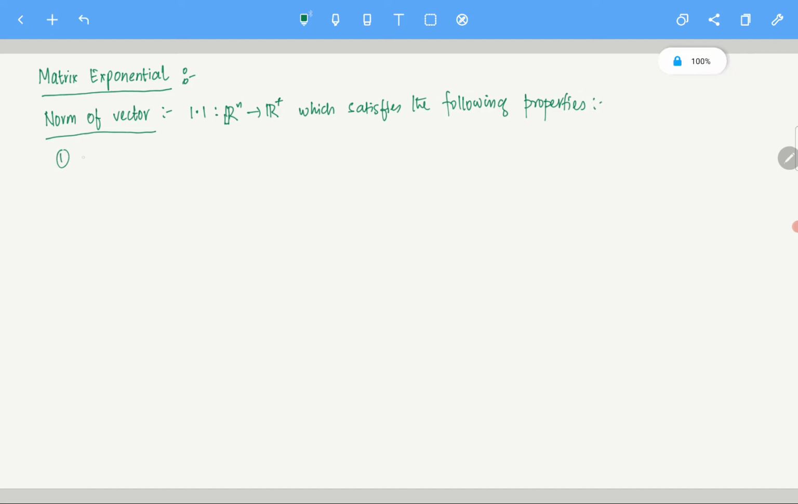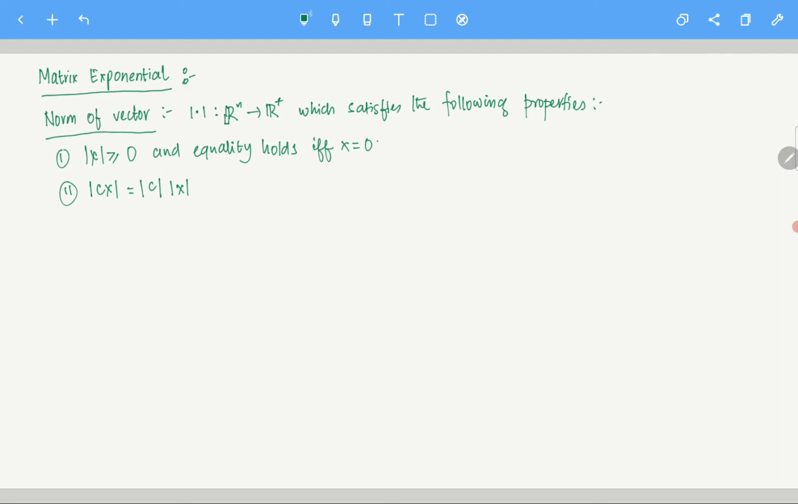What is the first property? The first property is the positivity property, that if you take any element x, the norm of x is always going to be greater than or equal to 0, and equality holds if and only if x equals 0. What is the second property? The scaling property. Under scaling, cx becomes mod c times norm x. This is the norm that we are defining, for a vector.